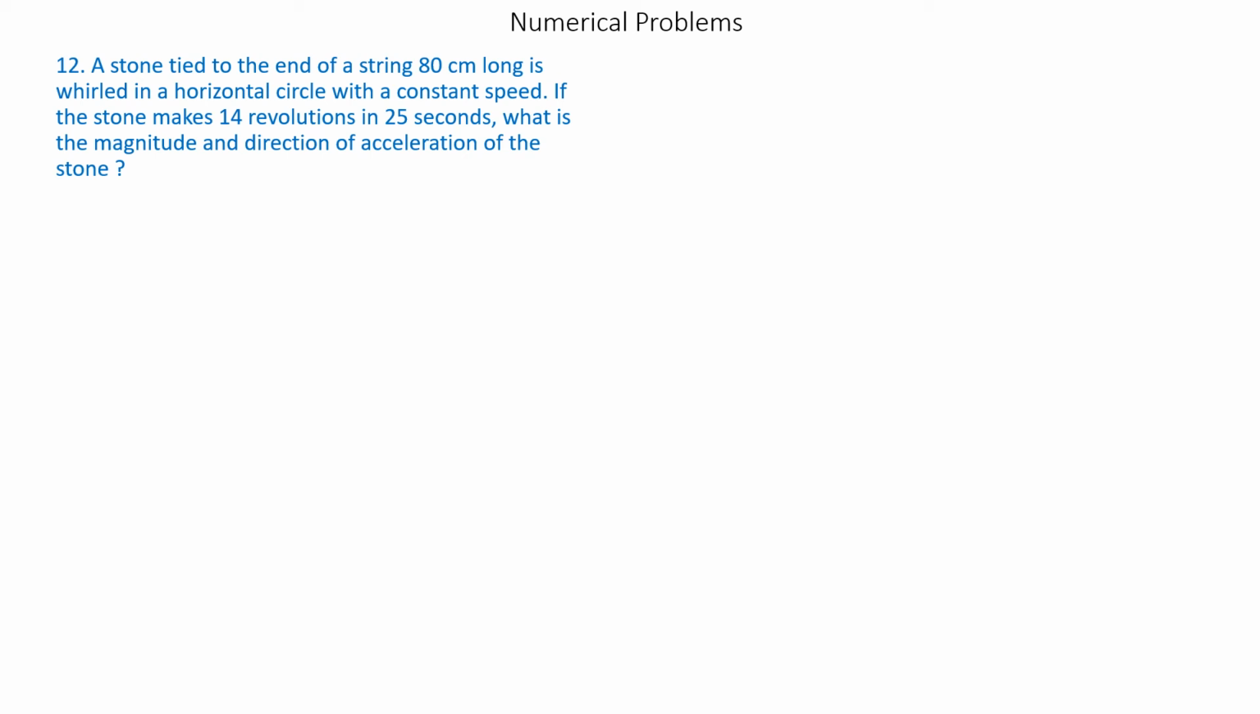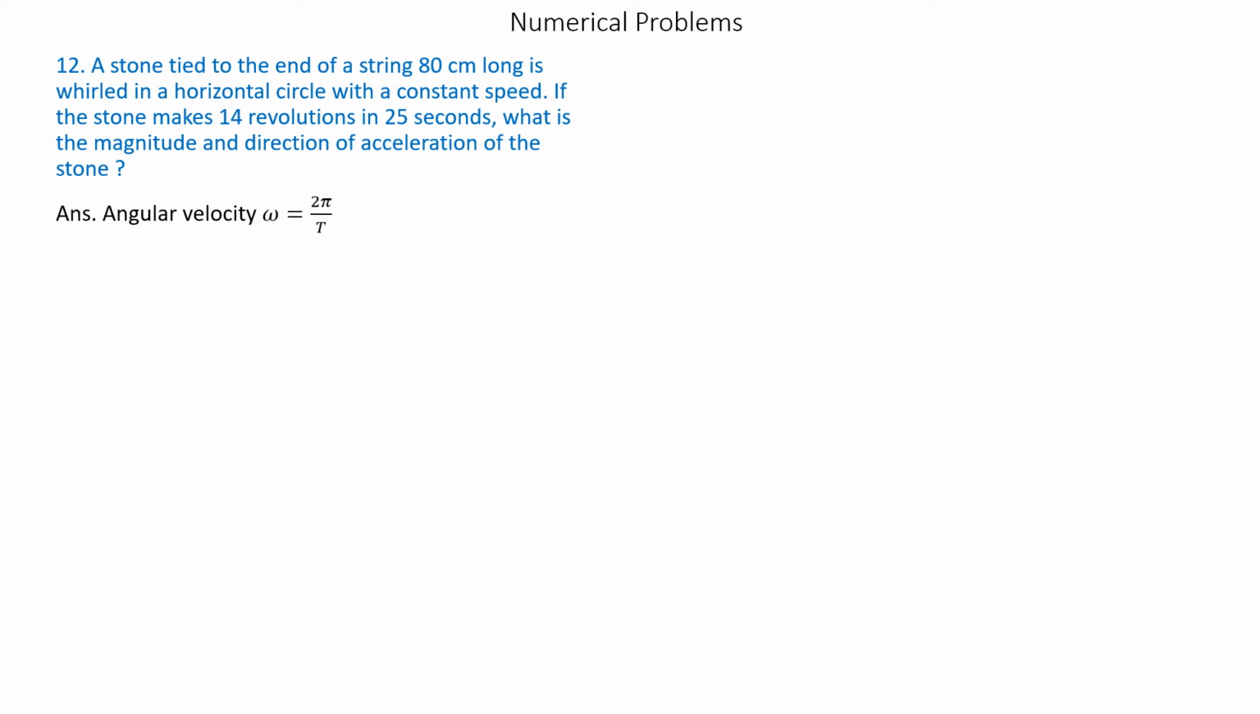We will solve two numerical problems before we conclude this lecture. Question number 12. A stone tied to the end of a string 80 centimeters long is whirled in a horizontal circle with a constant speed. If the stone makes 14 revolutions in 25 seconds, what is the magnitude and direction of acceleration of the stone?